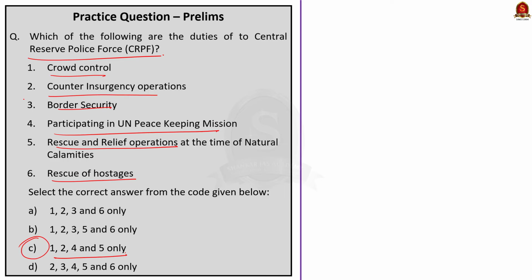The border security is the duty of Assam Rifles, Border Security Force and Indo-Tibetan Border Police, and also Shastra Seema Bal. So these 4 organizations are related to border security. CRPF does not have a duty for border security, and the rescue of hostages is done by National Security Guard and not by CRPF. So 3 and 6 are not the duties of Central Reserve Police Force. So once again the correct answer is option C.